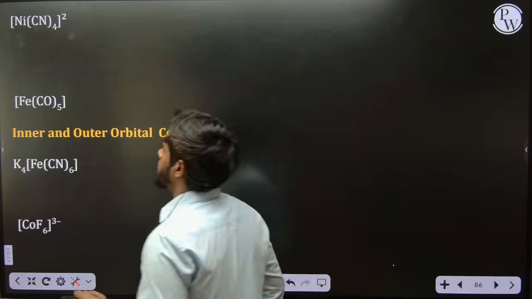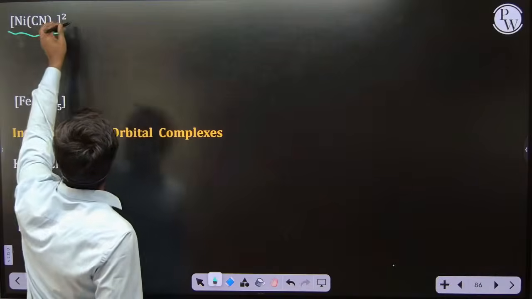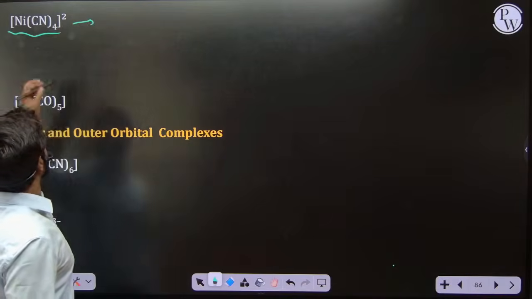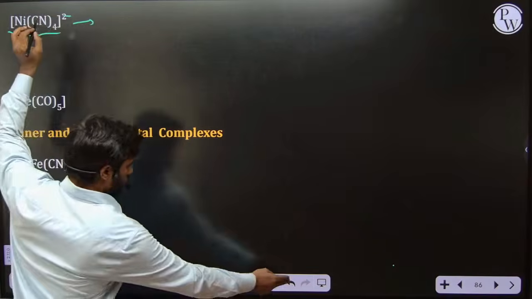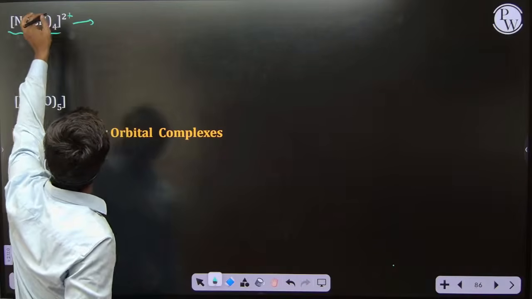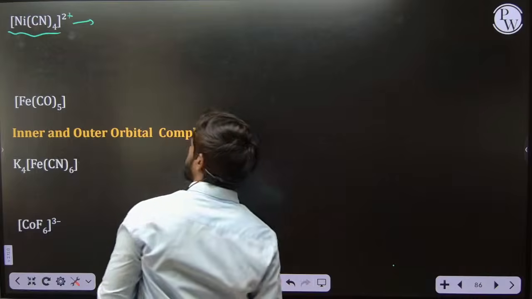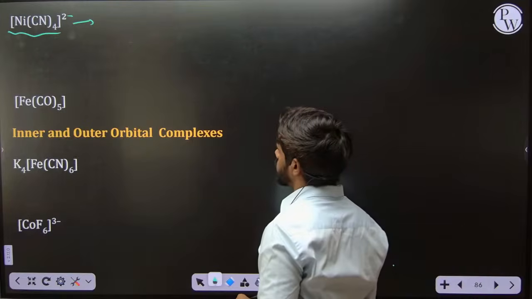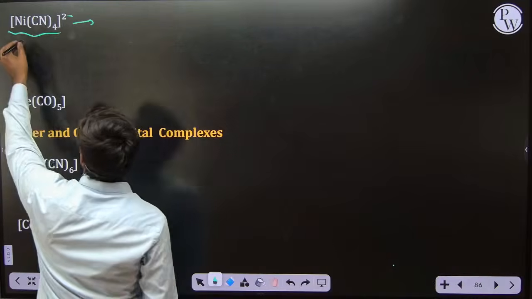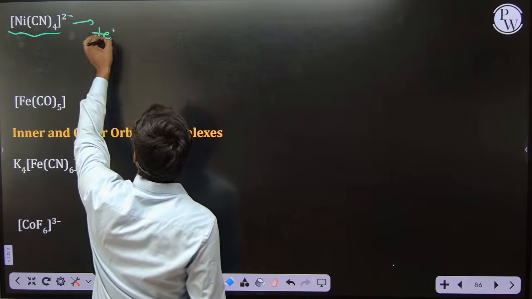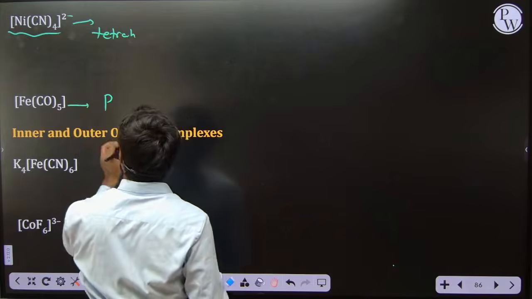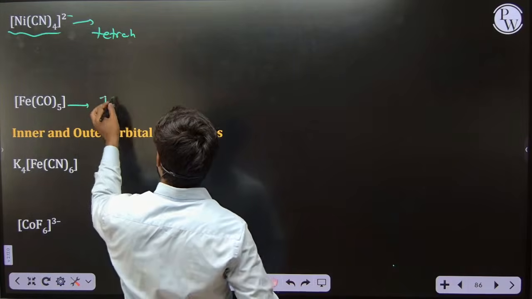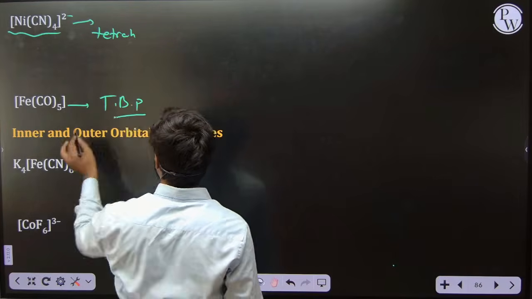Here it is given. First, it is Ni(CO)4 2-. So it is 2+. This is having a tetrahedral structure. So that we will find this is trigonal bipyramidal, that is TBP.